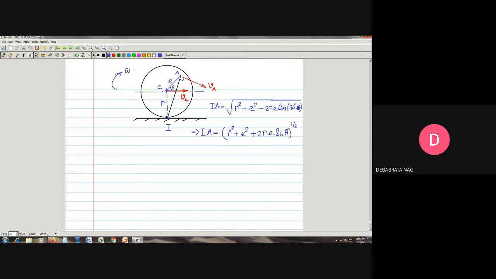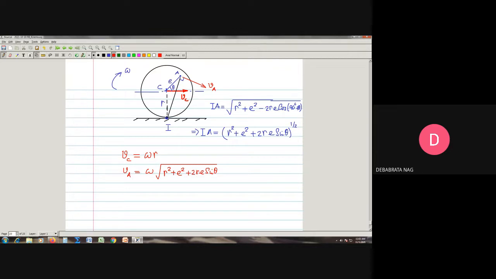If this is omega, suppose this omega is known to us, then we can find out from here that velocity of C will be equal to omega into R, correct? And the velocity of point A must be equal to omega into this distance. That means omega into root over R square plus E square plus twice RE into sine theta. Now we can actually change this angle and find out correspondingly.